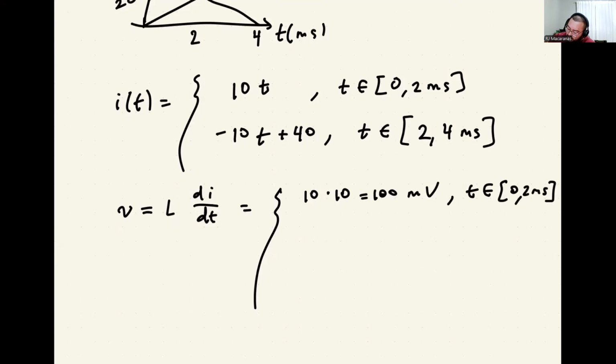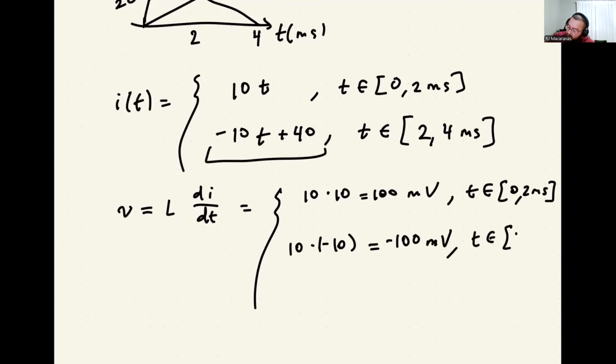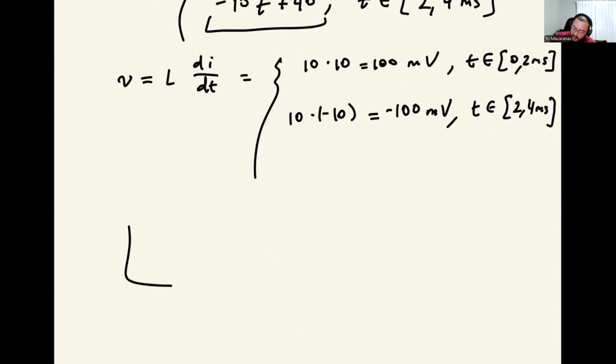And then our second expression here is going to be 10 millihenries times minus 10, right? The derivative of this, minus 10t plus 40, is going to be minus 10. And so this is going to be minus 100 millivolts there. And this is going to be from t between 2 and 4 milliseconds. So we just draw that out.